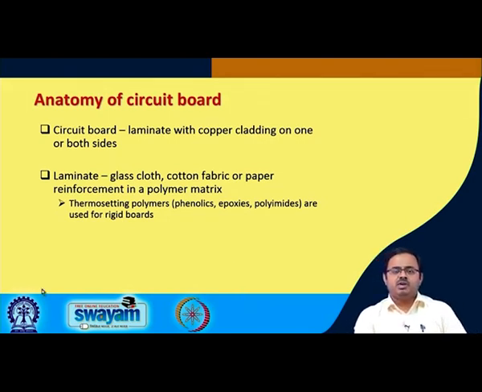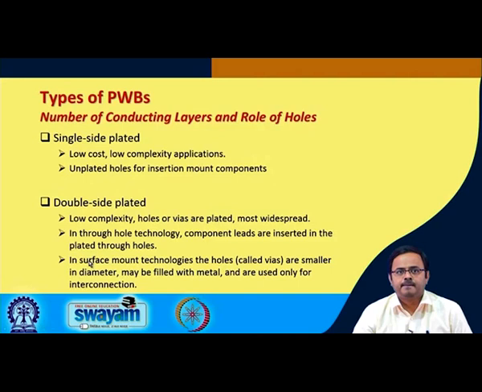Depending on what the laminate is, and this is the most common, we also call it an organic laminate, because the compound used is an organic compound. The other thing that we will talk about here is types of PCBs. What are the different types of PCBs that we know of?